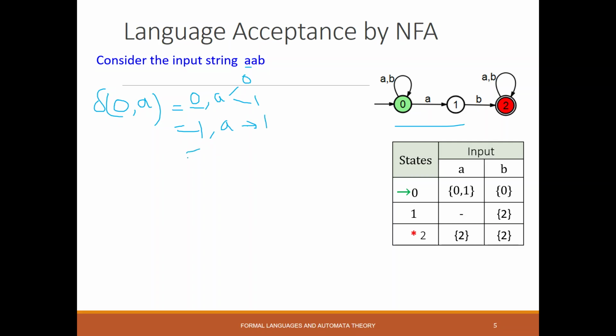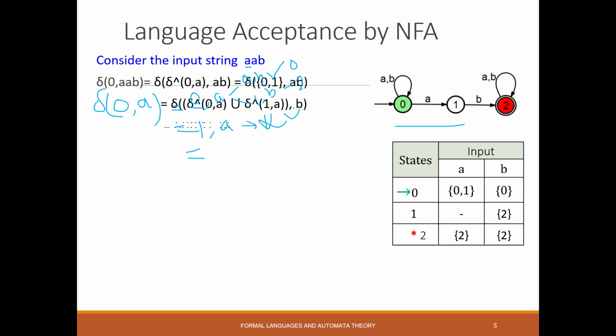And next, 1 comma A is not there, right? So we cannot define. Now consider again, if I use 0 comma B, it will be 0 comma B is again 0. If I consider it as 1, 1 comma B is 2. Likewise, you have to consider. Since we are reaching 2 here, this is accepted.